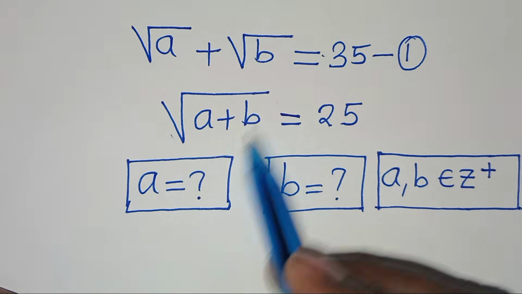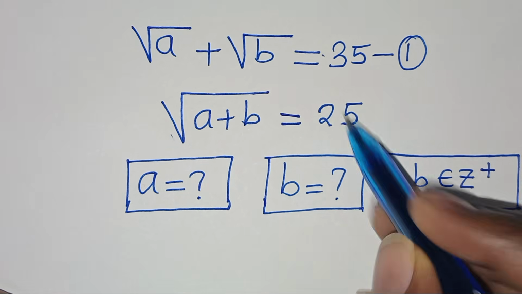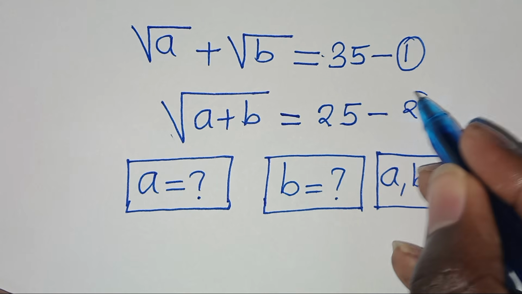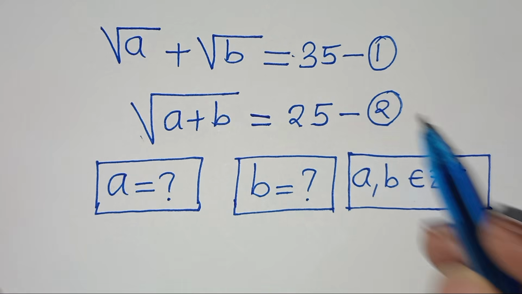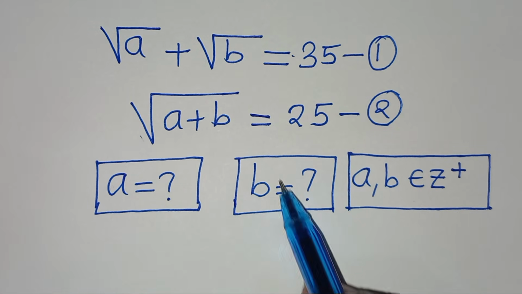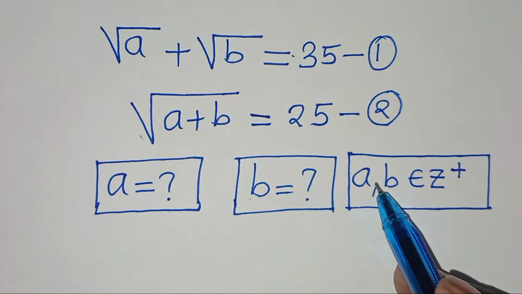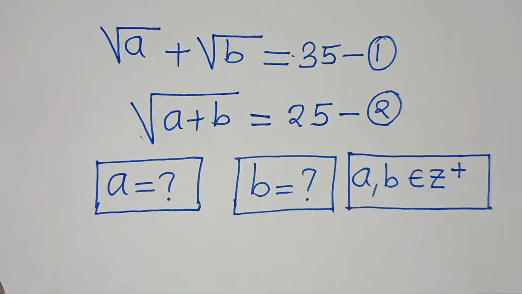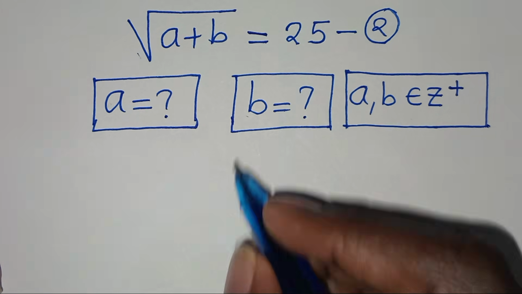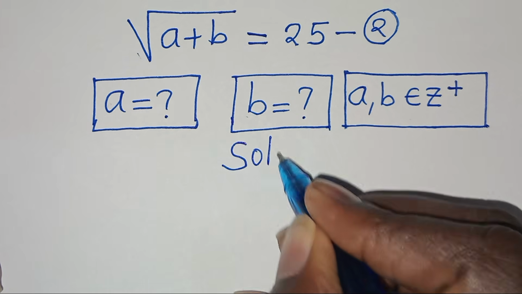Then we have the square root of a plus b. This is 25. Let's call this equation 2. So what is the value of a and what is the value of b? Given that a and b are elements of positive integers. Now, let's provide a solution from here.